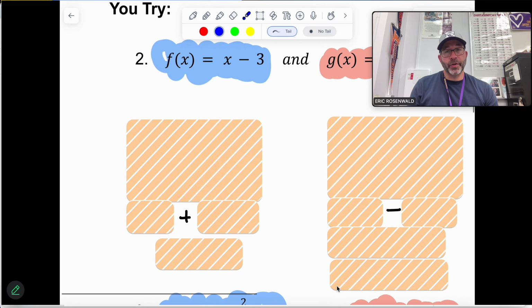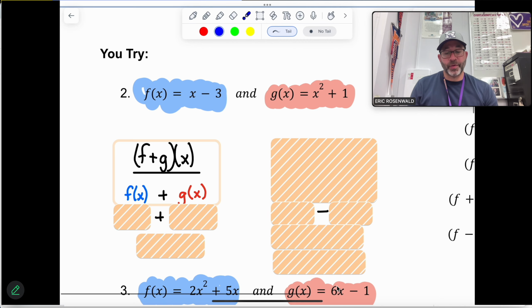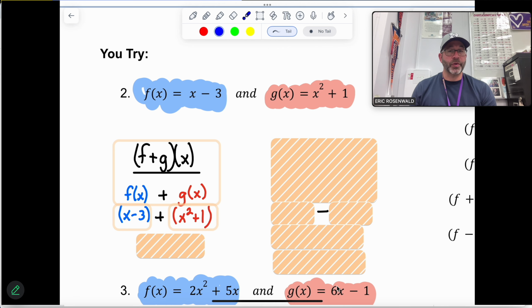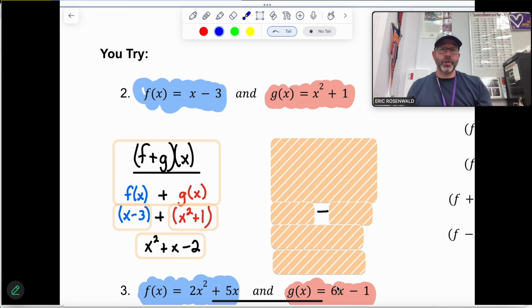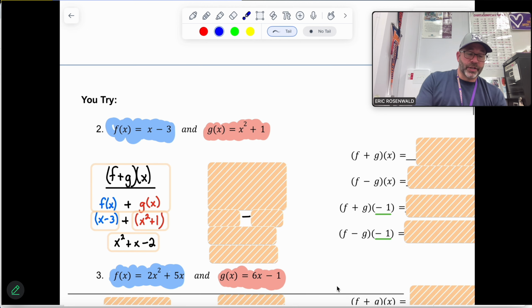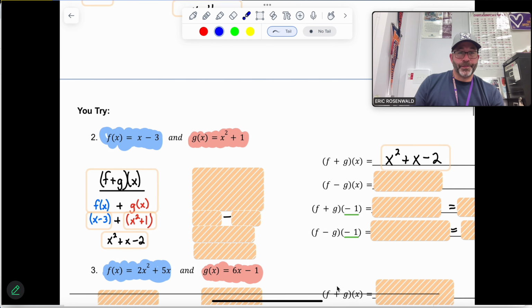So the first one we're going to be doing for number 2 is f plus g of x. That's f of x plus g of x. We'll replace f of x with x minus 3. We'll replace g of x with its x squared plus 1. And again, in this problem, that plus, if I distribute it to everything, is not going to make a difference, so I don't have to worry about it. So I can just go ahead and combine like terms. We get x squared plus x minus 2. And that's our answer on that first part over there on the right.